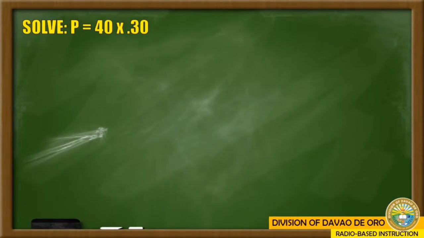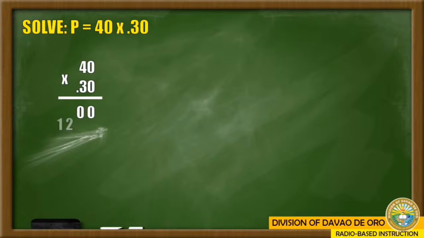Now, let us solve the value of percentage. So, percentage is equal to 40 times 0.30. First, we will write 40 times 0.30, then we will multiply. In this scenario, we will bring down the two zeros. And then we will multiply 3 by 4. So, 3 times 4 is equal to 12.